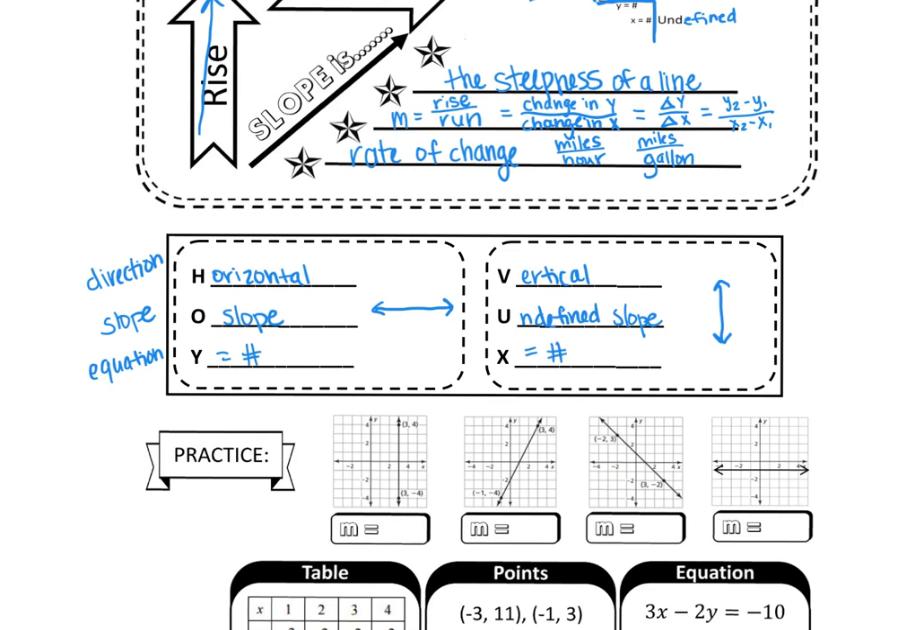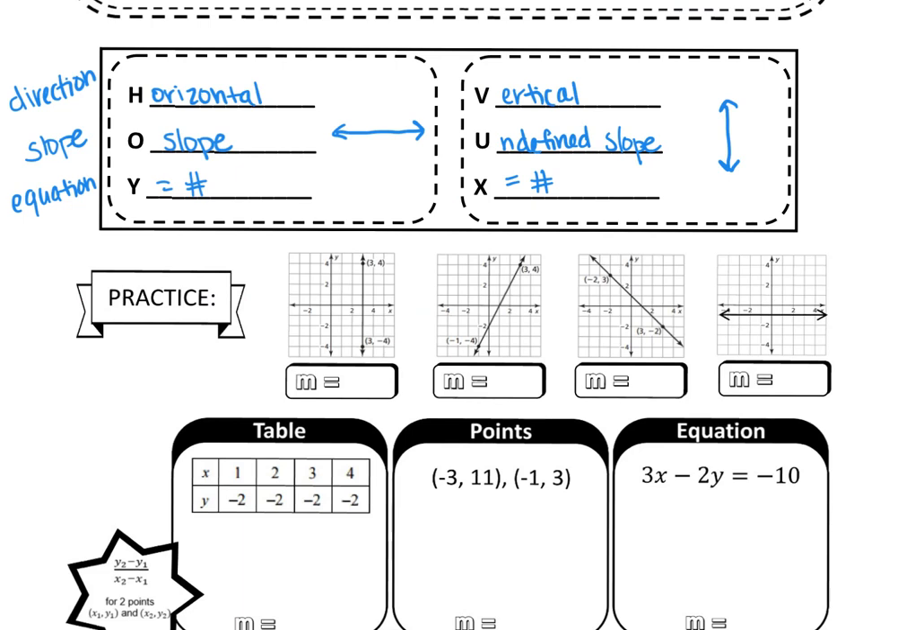All right, let's do some practice problems. On these problems, we are looking for the slope. We know that because it says m equals, and m is our slope. So the first one, if we look at the line, this line is going up and down. Now, if it's ever going up and down or left and right, you need to be thinking of HOY and VUX. So this line is vertical, so I'm going to write out over here that it is VUX. And then our slope is that second letter, so our slope is undefined.